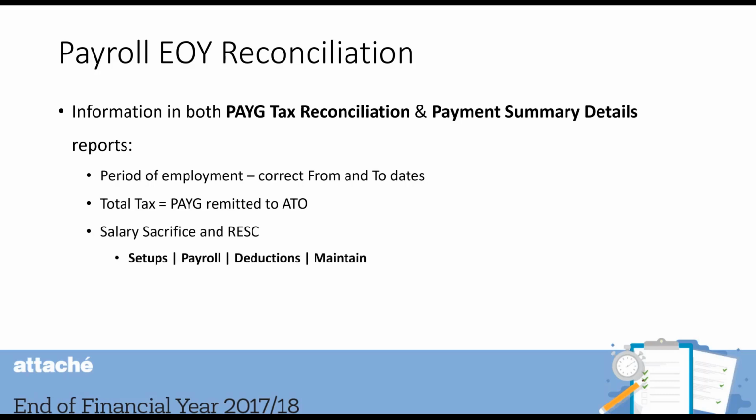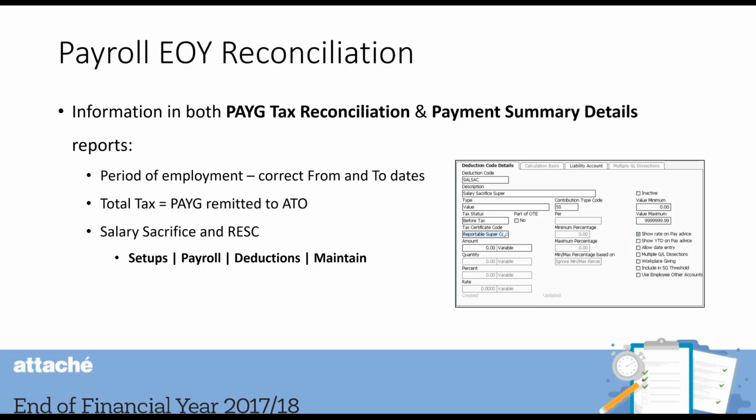Check your salary sacrifice and RESC amounts have been reported correctly, keeping in mind that the total gross amount has been reduced by the salary sacrifice amount. Check that the RESC amount balances to the amount that has been processed using the salary sacrifice code. Now, if there is a discrepancy, check the setup of your salary sacrifice deduction code and make sure the tax certificate code is reportable super contribution.